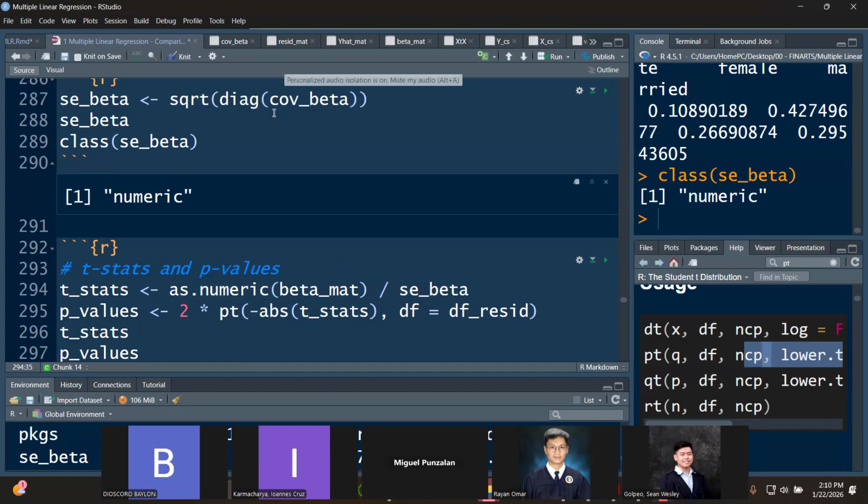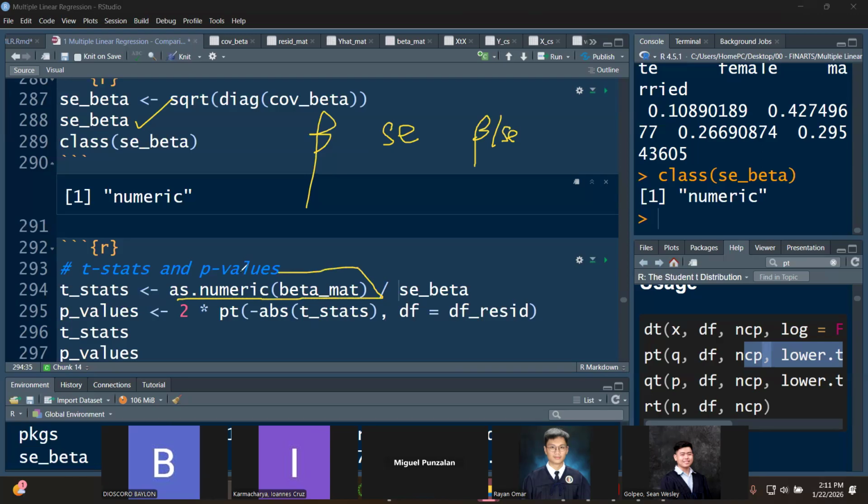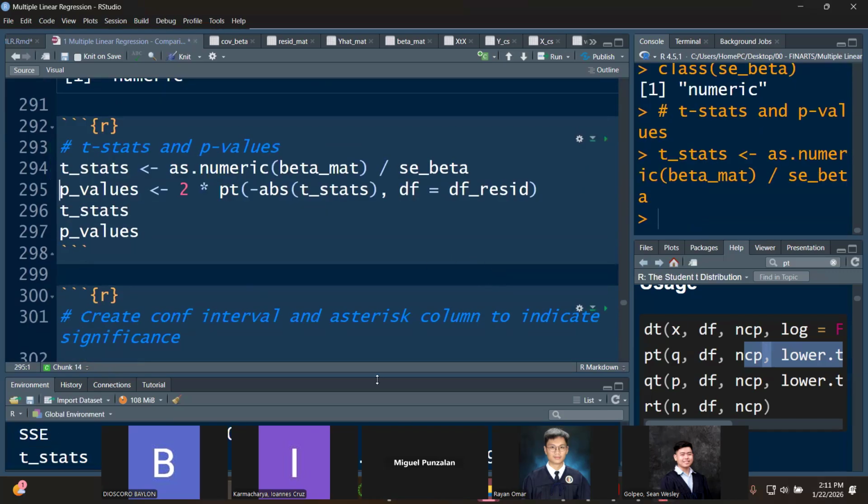Again, your beta. You have your beta already, class. 8 all in all, including the intercept. You have now your SE, right? You have our SE values here. And then we compute for the beta divided by SE. This will be your t value. Okay? So this one, as the numeric, we are converting the matrix into a numeric so that we can divide it with a numeric. Okay? So let's run this t-stats. Here, Control Enter. There you go.